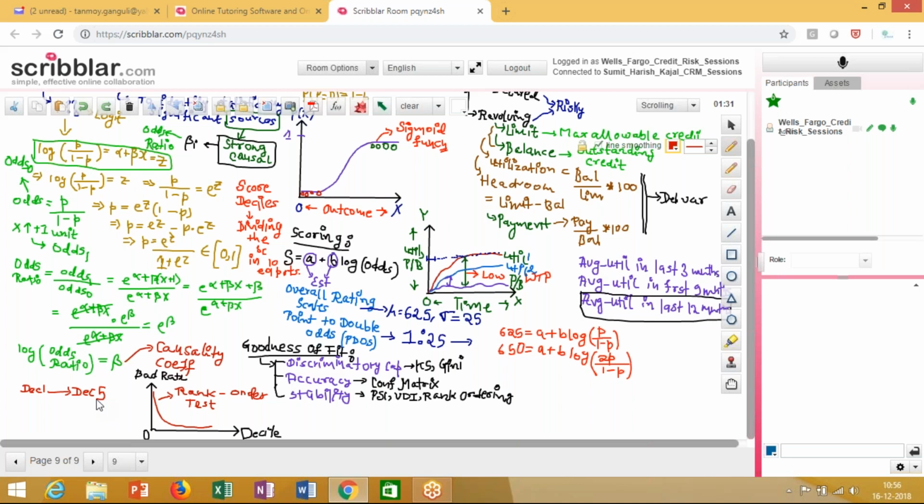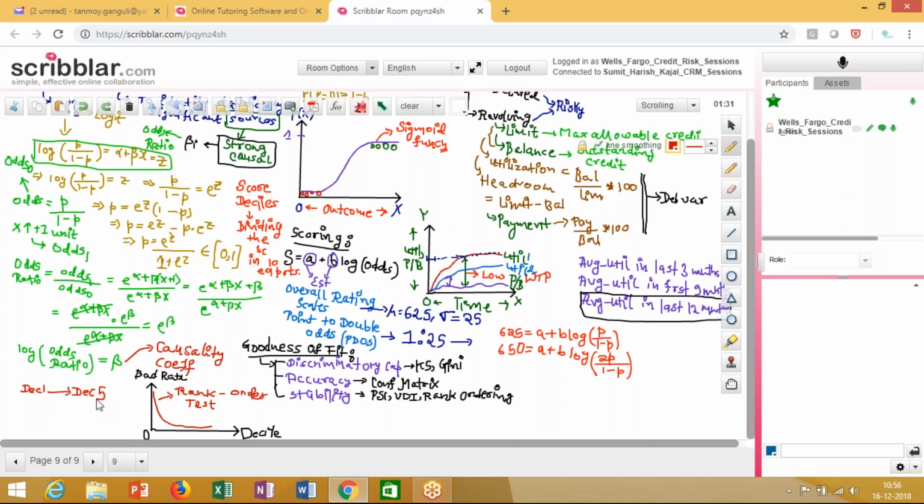Now, of these, the most important was the rank ordering, because if this test is not satisfied, then we don't move forward. Right? So I'll talk about KS and Gini later when we go down the validation exercises. I'm just reading out the chart over here. Right? So this is how you actually test the model that you have developed.